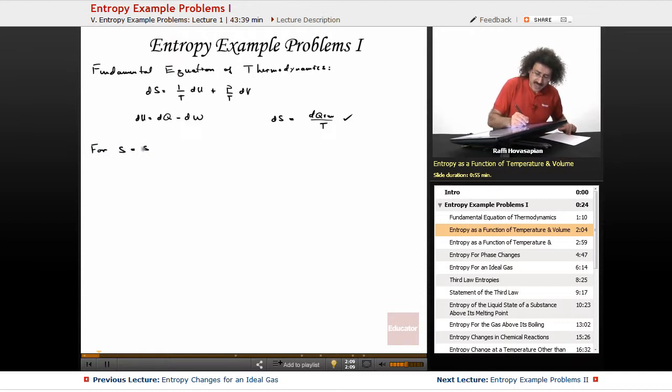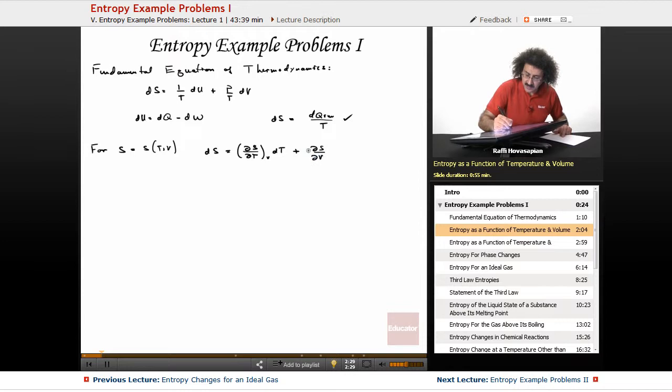Now, for entropy as a function of temperature and volume, this is what you want to know. You want to know the total differential expression, which is always easily derived. You just take the derivative. So it's going to be dS = (∂S/∂T) at constant V dT + (∂S/∂V) at constant T dV. And the actual equation that you want to bring to the table is dS = (Cv/T) dT + (α/κ) dV. This is the equation that you want to know.